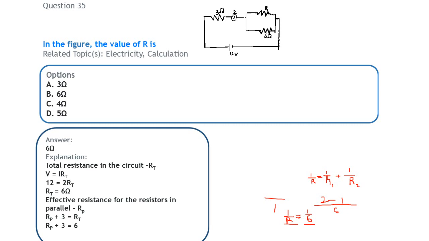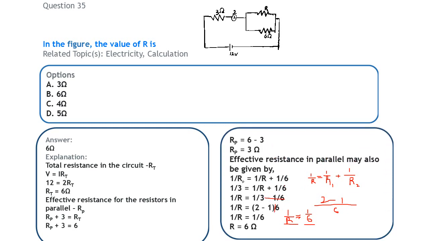So we bring this here, we collect our like terms. We bring 3 here. This is plus 3, it comes and becomes minus 3. The effective resistance RP is going to be equal to 3 ohms. Then the next thing we are going to do is, so that means that the effective of these two resistances here is 3 ohms.